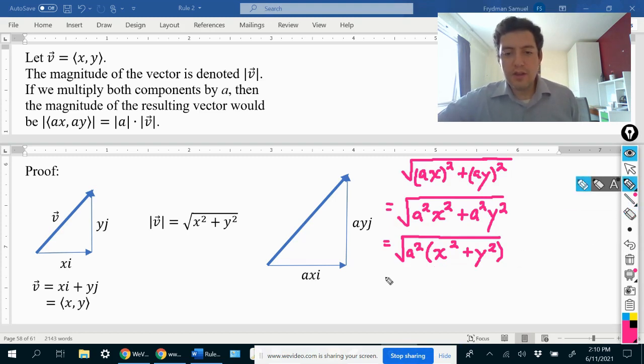Now, when we look at what we have here, we have some number a, and then we're squaring it, and then we're taking the square root of it. What would that give us? It would give us the absolute value of a.